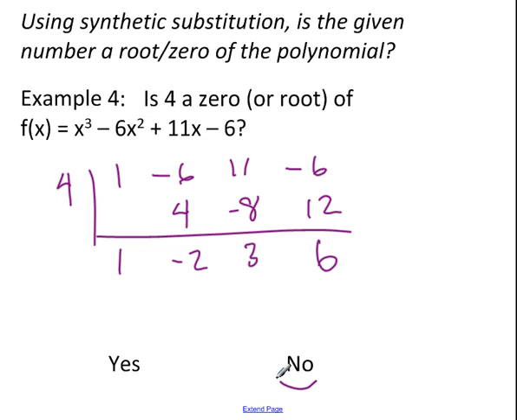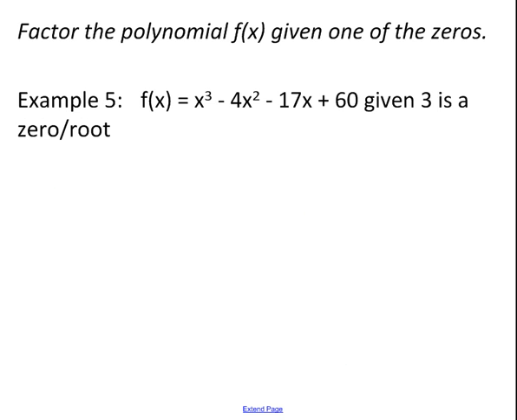12, we get a 6, and so therefore no, because this is not 0. Alright, now this is where we're actually using this information to do some more stuff. We know that this is a root. It's telling us that. It wants us to find the other answers, the other roots, the other factors, if you will. So what we're going to do is we're going to do our division. We're going to find out what we get.